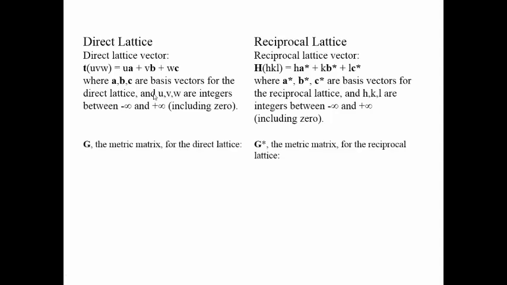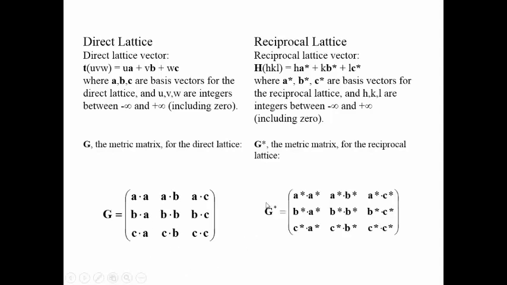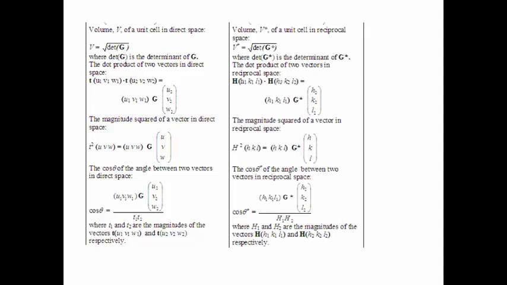We also have a metric G. We have a metric matrix for G, and so we have a corresponding G star metric matrix. We can calculate both. Here's how we calculate the G, and likewise we can calculate the G star. Just put stars on each one of these. We have the A star, B star, and C star, so we can calculate this metric matrix. Likewise, we can look at the volume and the magnitude of the square of a vector and the angle between them. And it's all the same thing. You simply put stars on them.